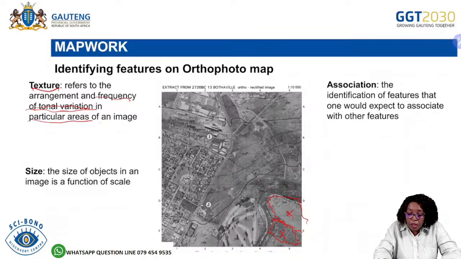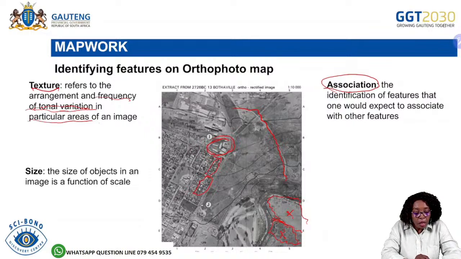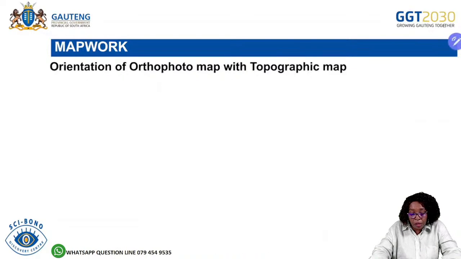Association is the identification of features that one would expect to associate with each other. We would look at certain features that associate. When we're looking at something in a linear pattern, we would identify it and associate it with linear patterns. These are large buildings that we can find within one area. The small houses that we can identify here, the association can also give us an indication that this would be a residential area. Then size: the size of an object in an image is a function of the scale. So the scale of the photo would determine the size at which we view the object.